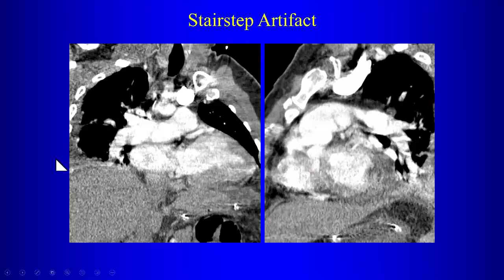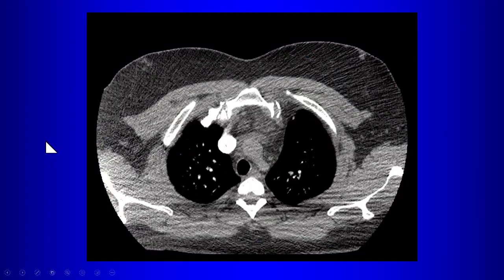So what that artifact represents in this case is stair-step artifact. And this is again where reformatted views can help you. In the reformatted views, you see these streaks going across. So this is probably caused by beam hardening from the spine or other things that give you these kind of beam hardening artifacts. And so this is stair-step artifact. And so you can tell on the coronal views that this is not PE. PE does not look like that. But on the axial views, it does simulate a filling defect within the vessel. So your reformatted views can be very helpful when you're trying to work out whether something is real or not.